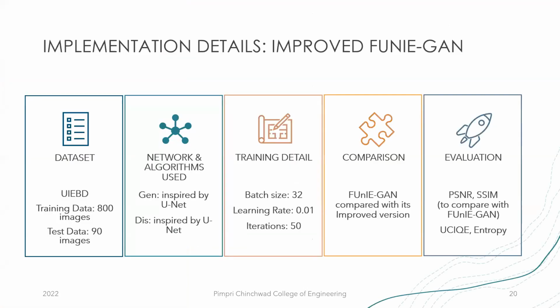So these are the implementation details. As I mentioned, we are using 800 training images and 90 test images, and we have introduced UNet as a discriminator architecture. Because of infrastructure limitations, we were able to train our model for 50 iterations. For comparison purposes, we have trained both the original architecture as well as our architecture with the same training parameters, and we have compared both architectures' performances with full-reference metrics, that is PSNR and SSIM, and non-reference metrics, that is UCIQE and entropy, which are meant specially for underwater image quality checks.